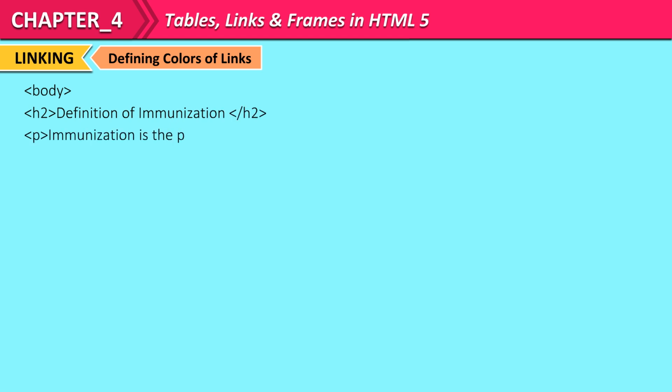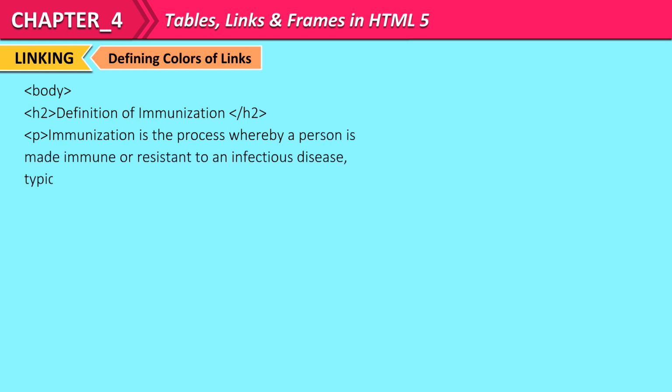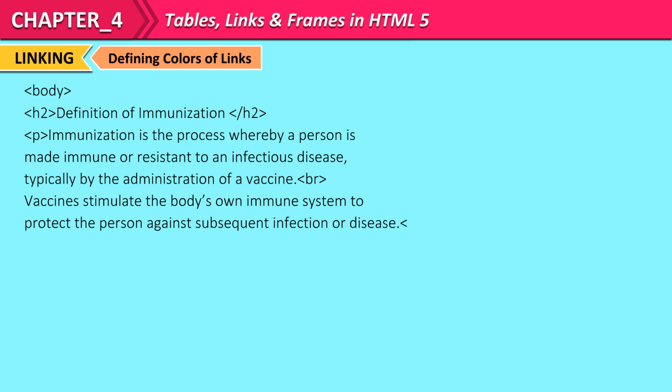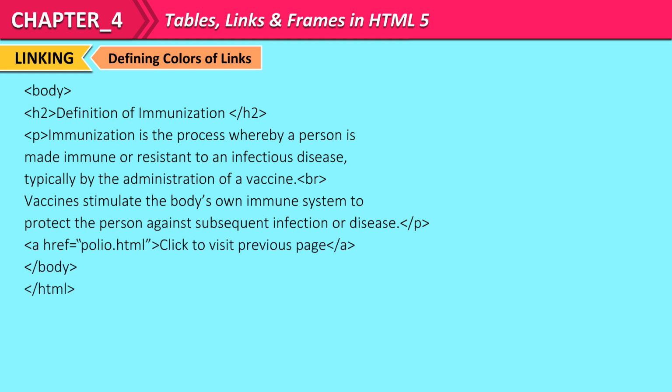p. Immunization is the process whereby a person is made immune or resistant to an infectious disease, typically by the administration of a vaccine. br. Vaccines stimulate the body's own immune system to protect the person against subsequent infection or disease. Close p. a href polio.html, Click to visit previous page. Close A. Close body, close HTML.